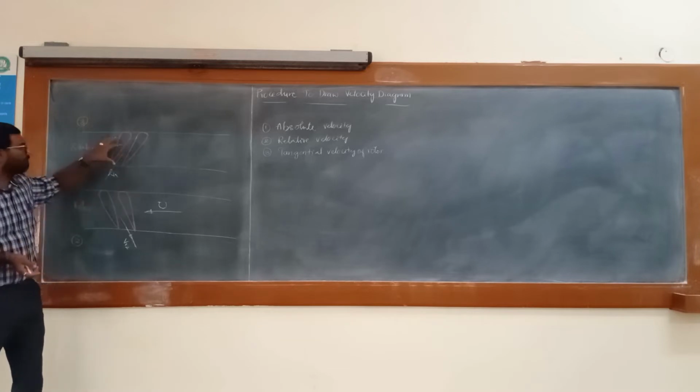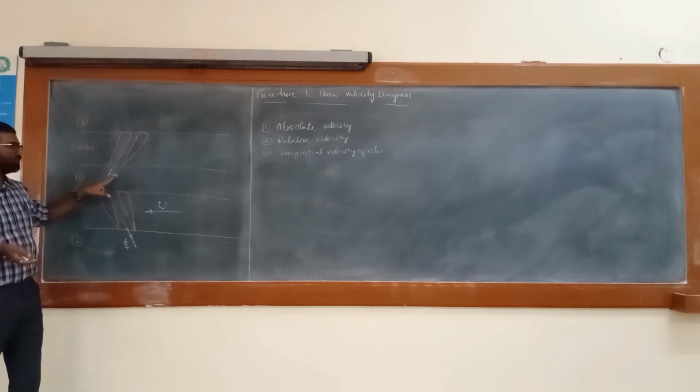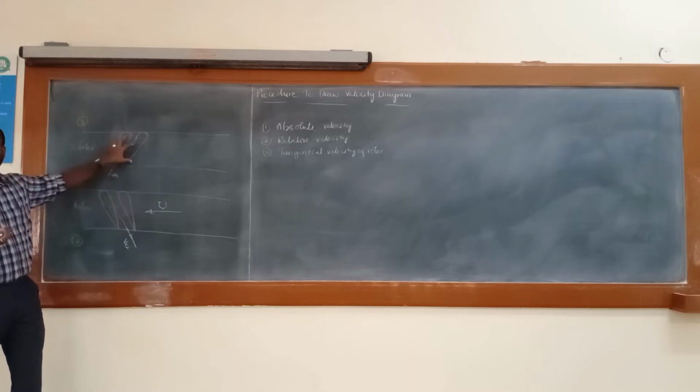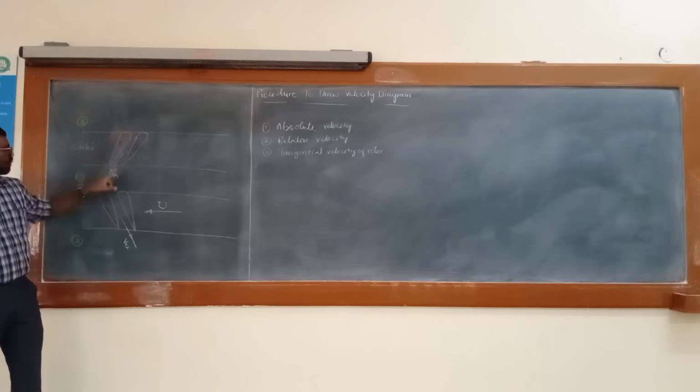The fluid velocity coming out of the stator is known as absolute velocity. Why is it called absolute velocity? Absolute velocity is the velocity of the fluid measured with respect to a stationary object. Here the stator is the stationary object. So the velocity coming out of the stator is measured with respect to the stationary component, that's why it is known as absolute velocity.